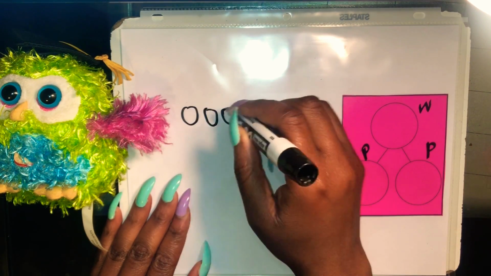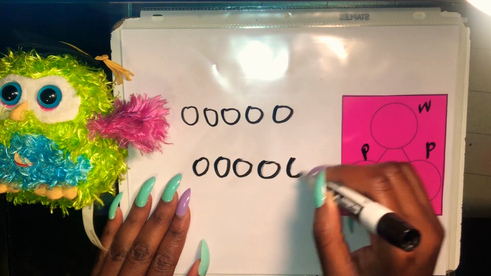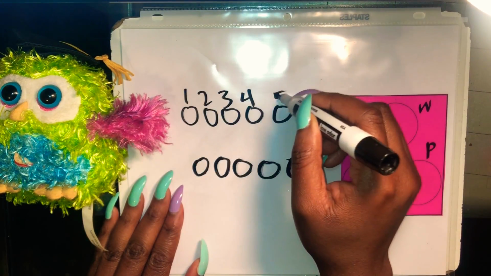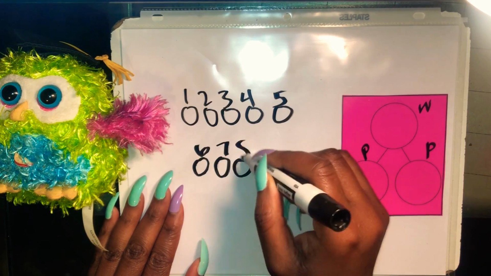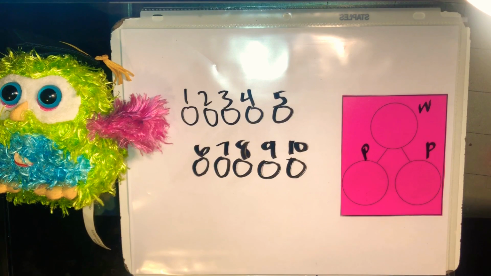1, 2, 3, 4, 5, 6, 7, 8, 9, 10. And I'm going to write the number on the top so I don't get confused. 1, 2, 3, 4, 5, 6, 7, 8, 9, 10. So I have 10 circles because today we're going to find out different ways to make 10. Okay, so now let's pay attention.